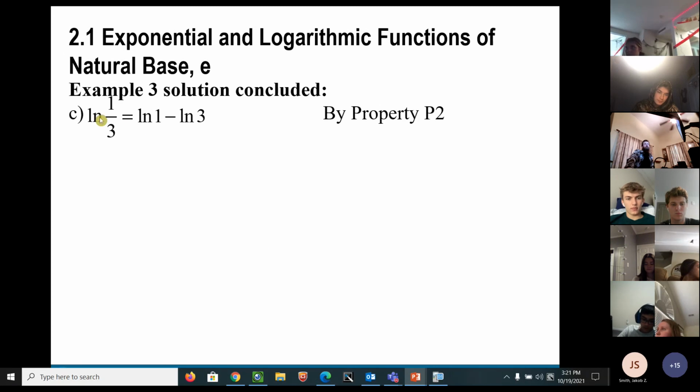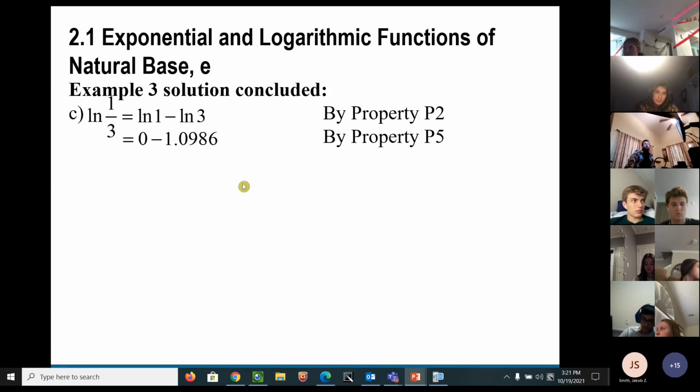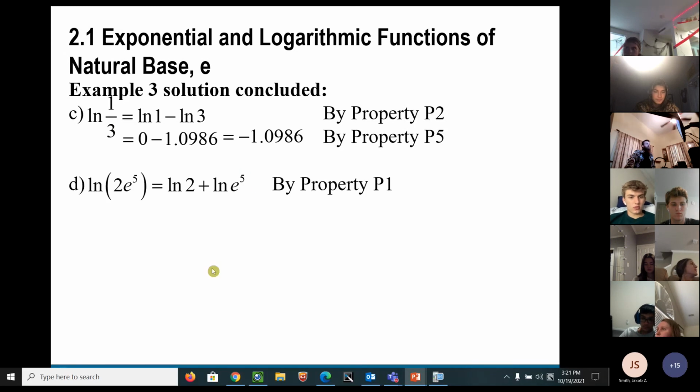That's the quotient rule. So that's going to be natural log of 1 minus the natural log of 3. And again, this should be like, oh, okay, I remember doing that. Natural log of 2 plus natural log of e to the 5th. That 5 will come out front. The natural log of 2 plus 5 natural log of e. And natural log of e cancels, and that gives you just 5.